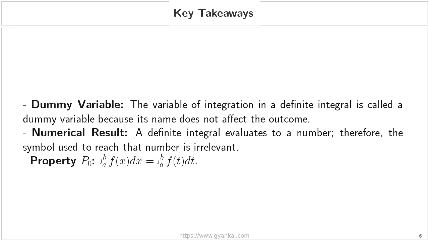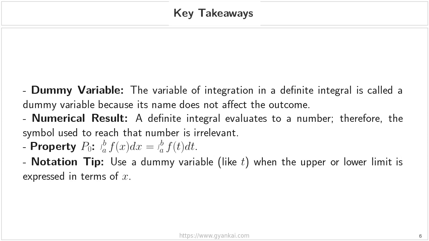Now, let's look at property P0. This is just a formal way of stating what we've been discussing. It says that the integral of a function f of x from a to b is equal to the integral of the same function f of t, also from a to b. So, mathematically, it's written as integral from a to b of f of x with respect to x is equal to the integral from a to b of f of t with respect to t. The key here is that the limits of integration, a and b, and the function f remain unchanged.